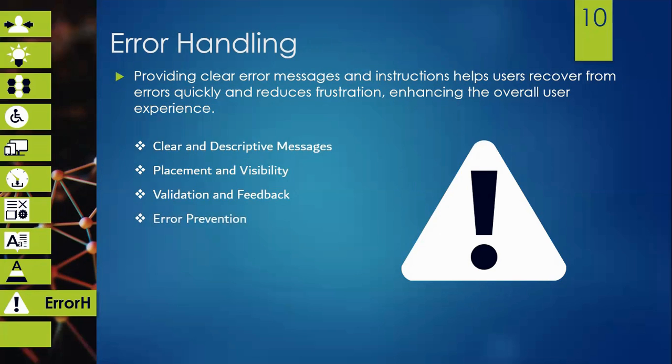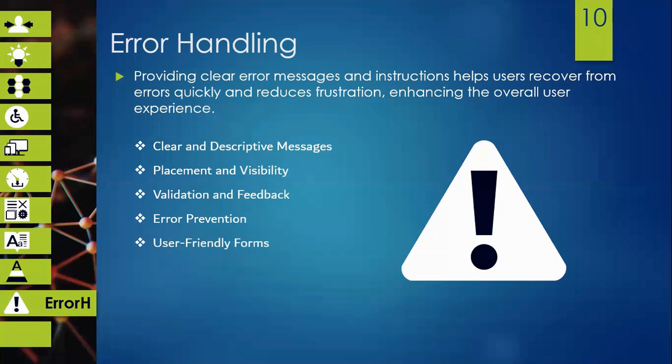Anticipate common user errors, predict them, and implement preventive measures to minimize the occurrence of errors. For example, use input masks, autocomplete, and drop-down menus to help users enter data accurately. I love to use drop-down menus. It limits the options and makes the experience flawless.